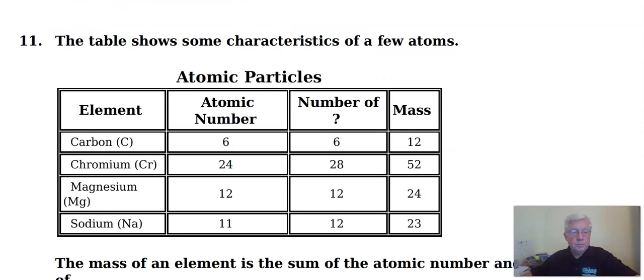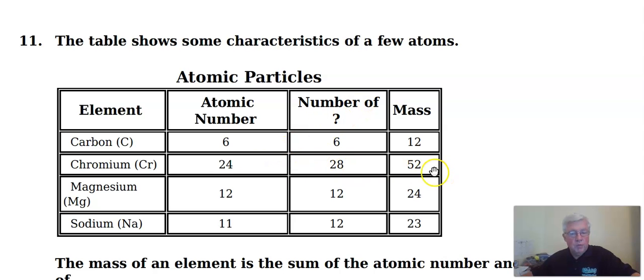Number 11. The table shows some characteristics of a few atoms. So I've got carbon with an atomic number of 6. I've got number of something. There's a question mark there, 6. And the mass is 12. Well, if it's got an atomic number of 6 and has 6, and has atomic mass of 12, there's a couple different things this could be, right? So if 6 and 6 is 12, that could mean that that's the number of neutrons. It wouldn't say number of for atomic number.